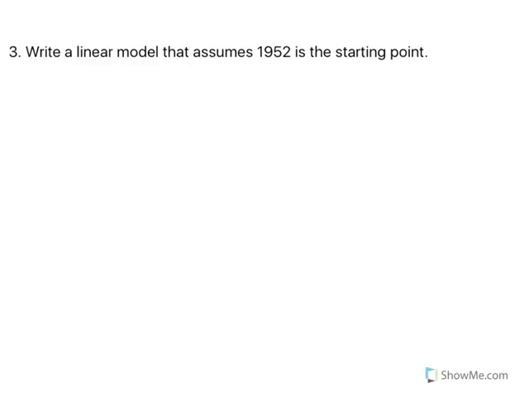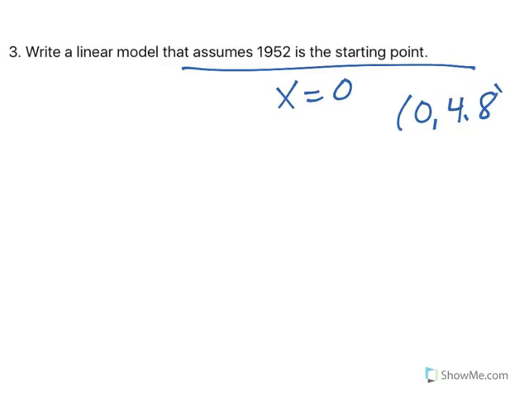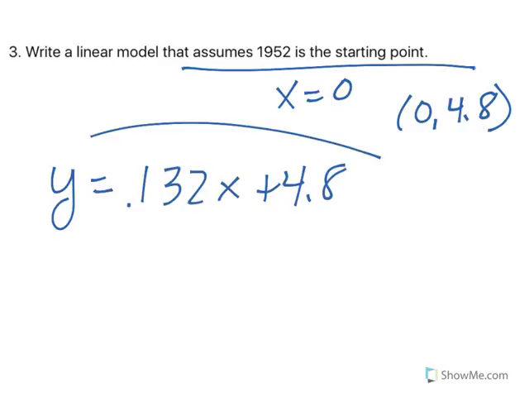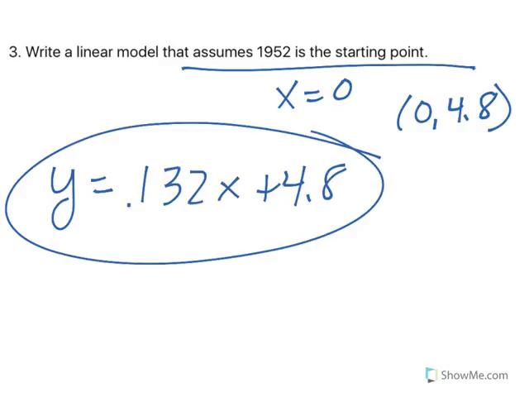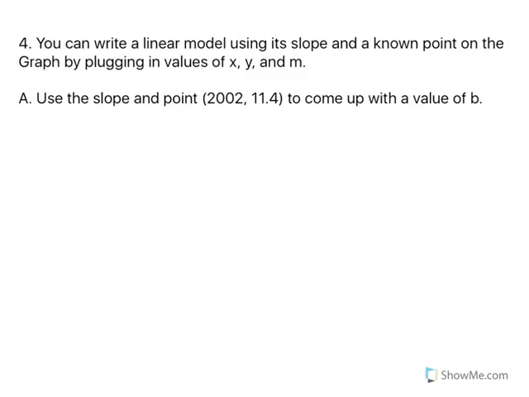Now, let's write models. So if we assume 1952 is the starting point, that means we would use x equals 0 for that. So we're using the y-intercept of 4.8. So y equals 0.132x plus 4.8. That's using a model, right, with 1952 as the starting point. Okay, now we're going to go the other way.